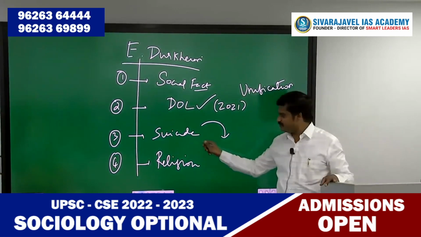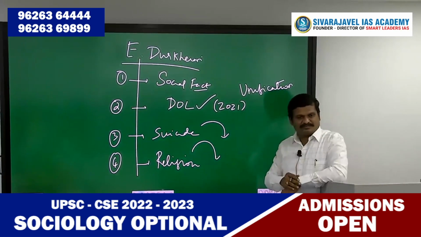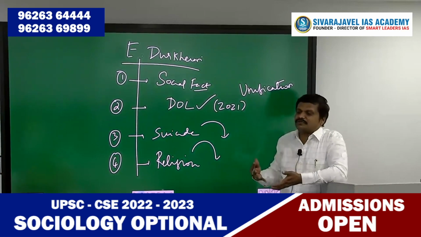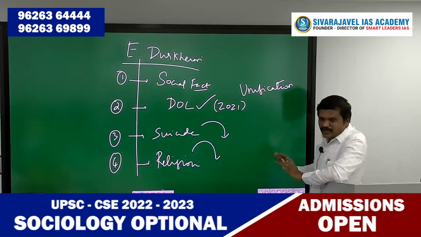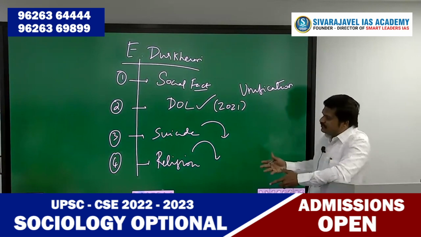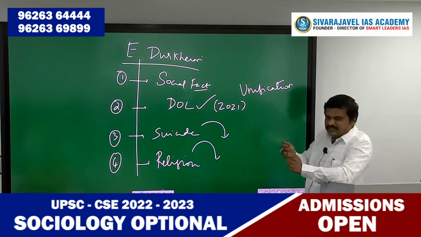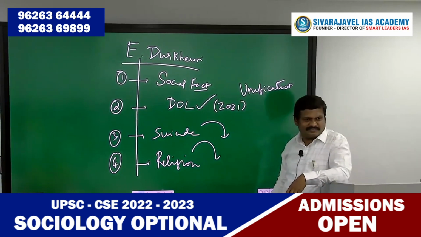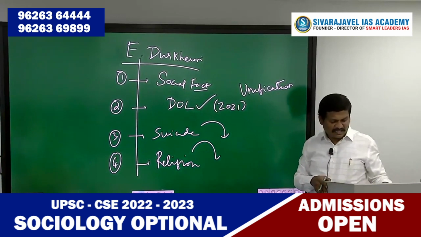And religion is not about God. In the name of religion, people are worshipping their own society. So religion is societal worship. Suicide is because of society. Division of labor unifies society. Society says what is right and wrong. These are the 4 important areas as per the syllabus.